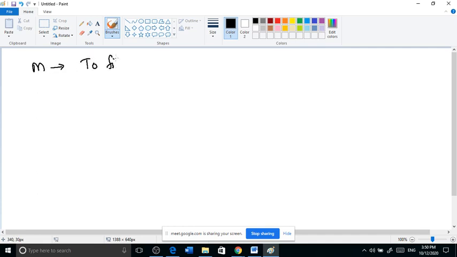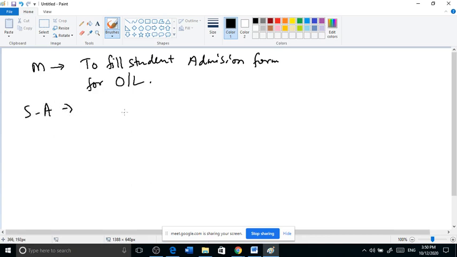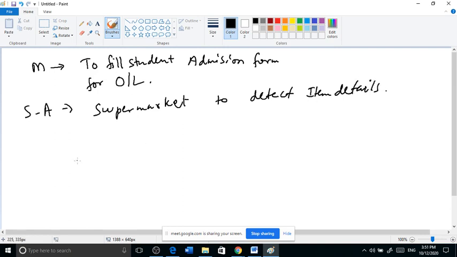Manual methods: to fill student admission forms for O levels, something like this. Semi-automated: in a supermarket to detect item details. Then automated: in a greenhouse.